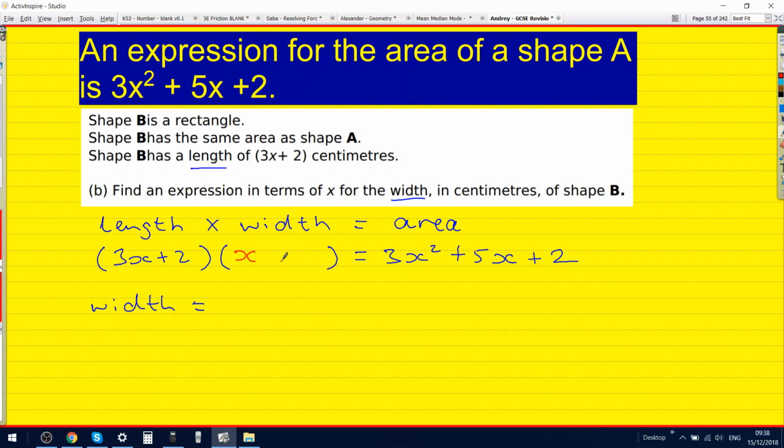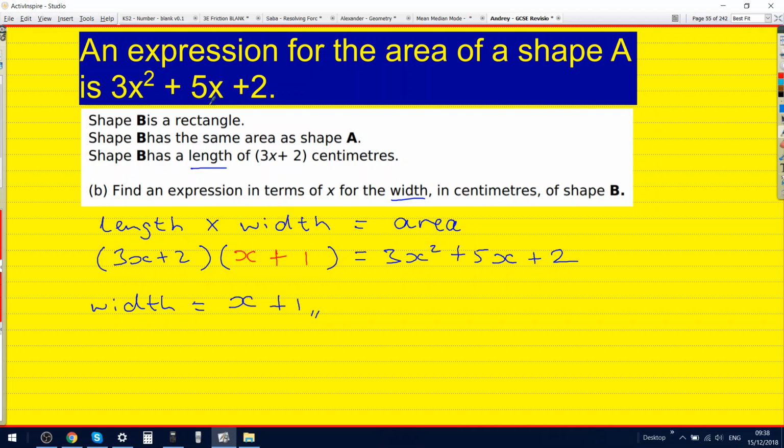Plus 2, 2 times 2 would make 4, plus 4. So x plus 1. Well done. That's it. Yeah, so lots of words, but fundamentally a simple enough idea.